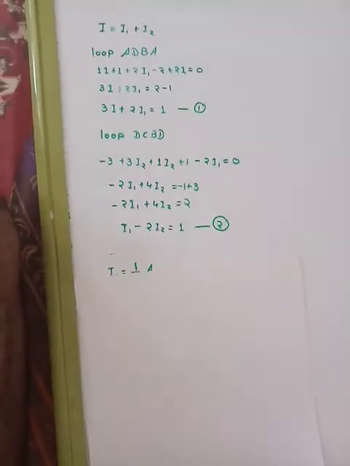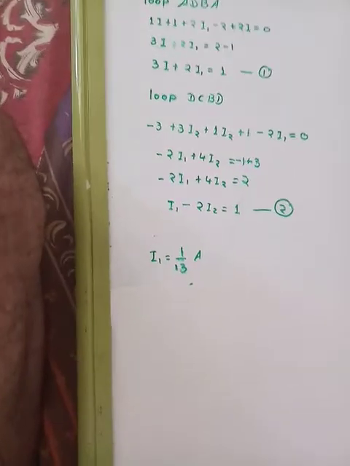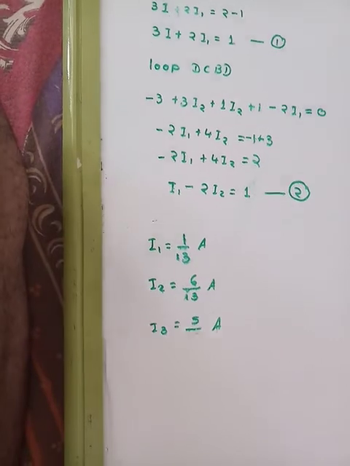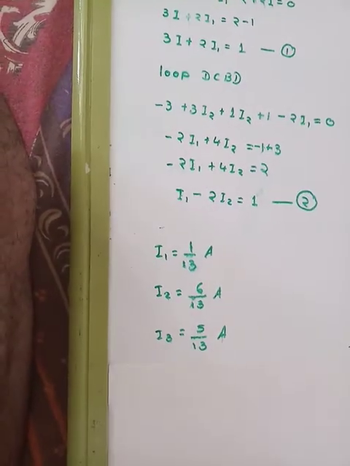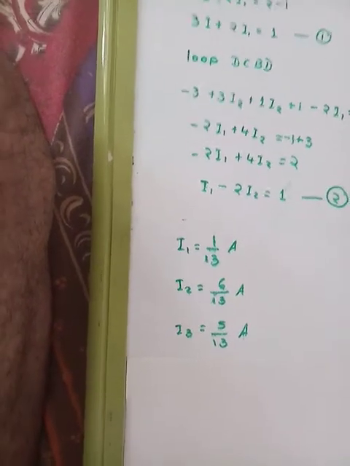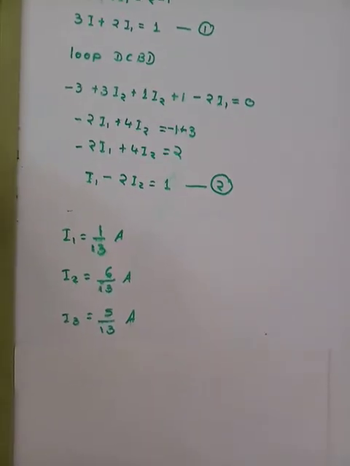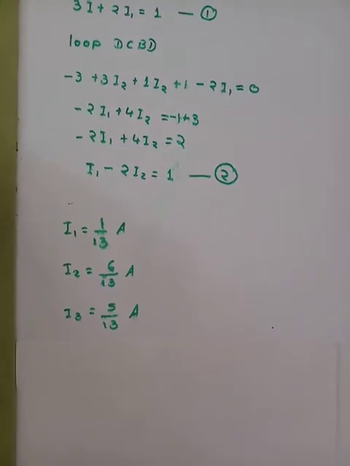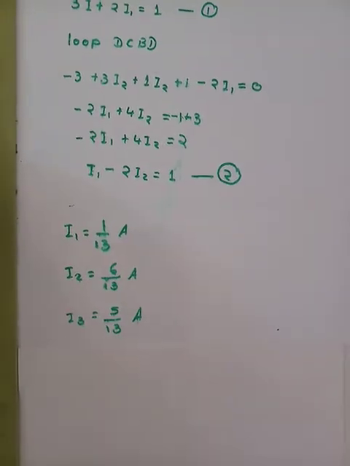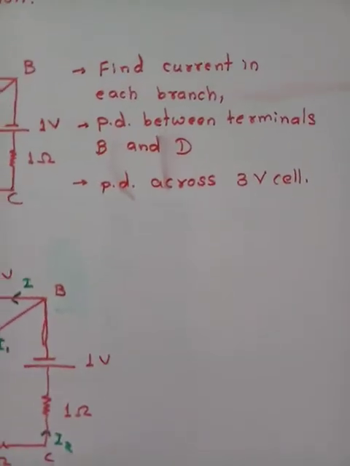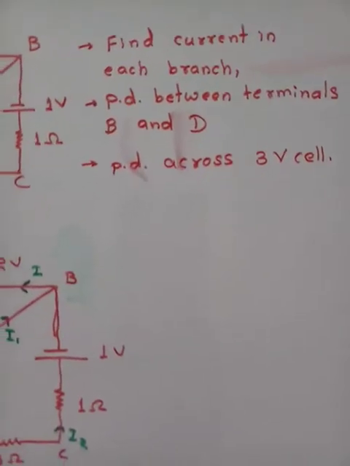This is what I get. I1 equals 1 by 13, I2 equals 6 by 13, I3 equals 5 by 13. So this is the answer to the first question, that I have determined all the currents in each branch. Now let us go back to the question. The question is also asking to find the potential difference between B and D.